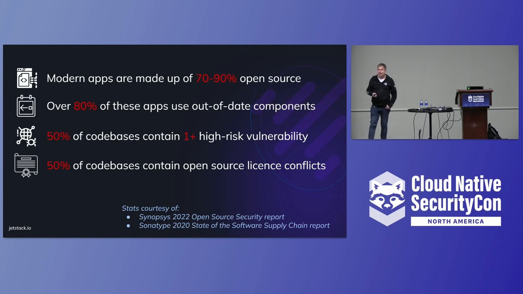And interestingly, and perhaps alarmingly, a large majority of these software applications are using out-of-date versions of these open source libraries that they are dependent on. And therefore, perhaps unsurprisingly, maybe half or so of code bases surveyed have at least one high-risk vulnerability in them. And also interestingly, about half of the code bases that were surveyed have some kind of open source license conflict. I think this is a particular area that doesn't get a huge amount of attention, but I'll talk a little bit more about that later on.